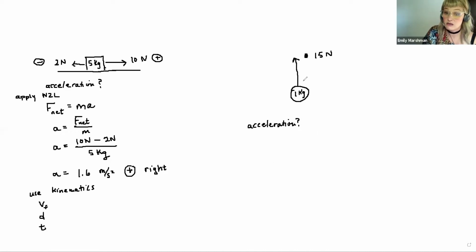Well, I'm applying a force upward on the object with a force of 15 newtons. But remember, what's the other force acting on this object? The force of gravity acting down, or the same thing as the object's weight, which is equal to mg.